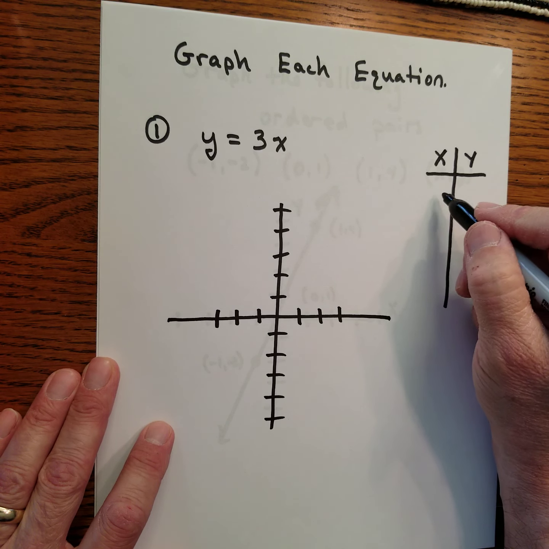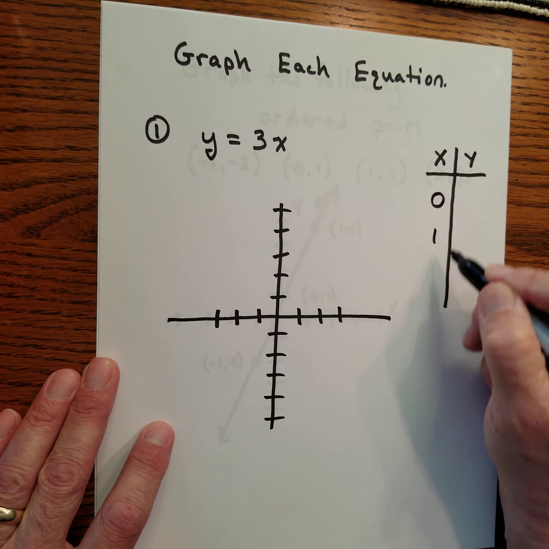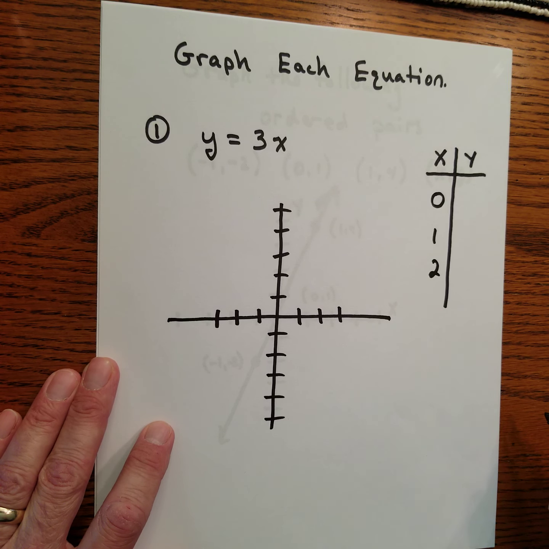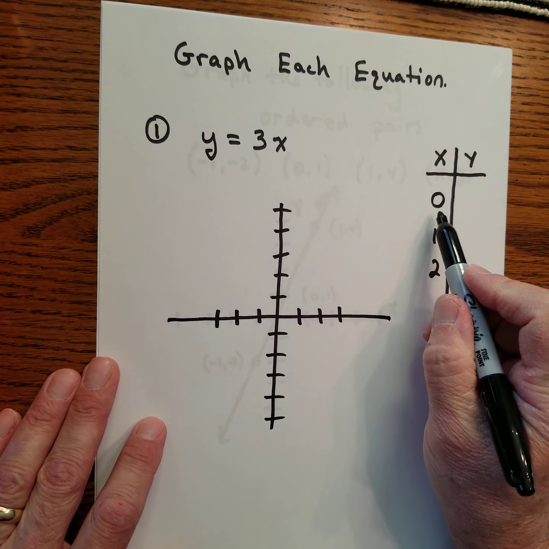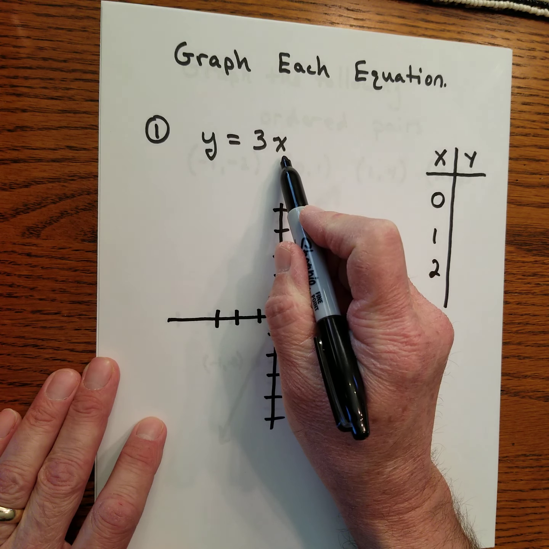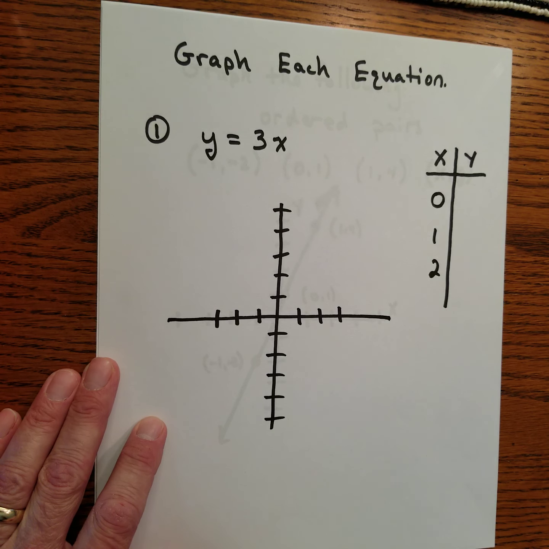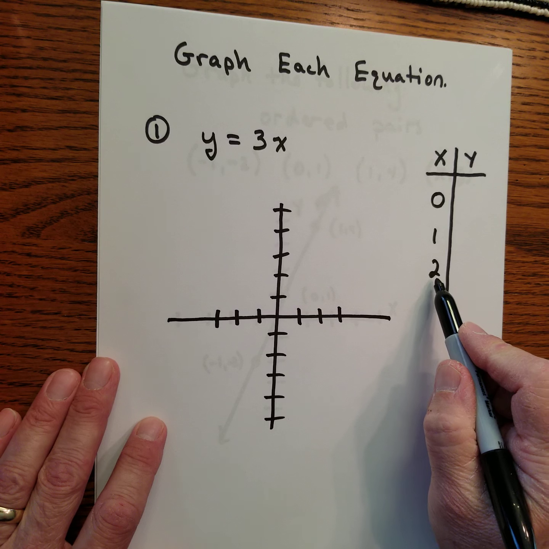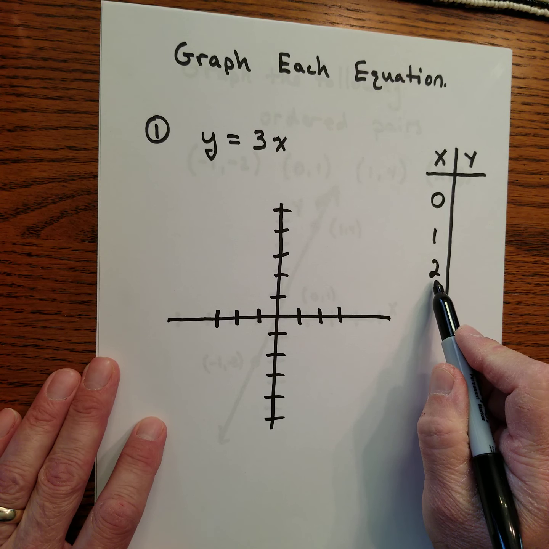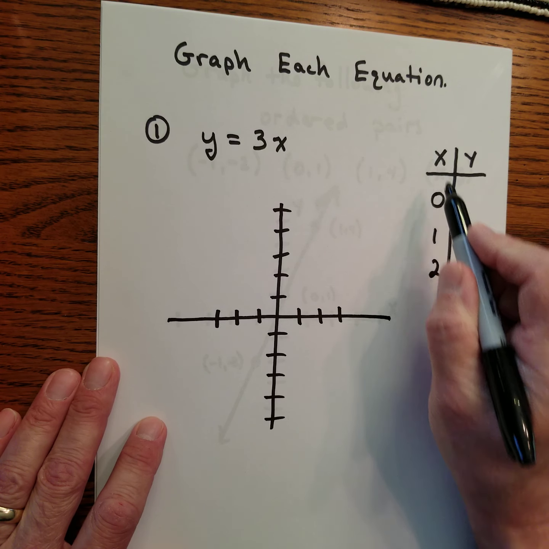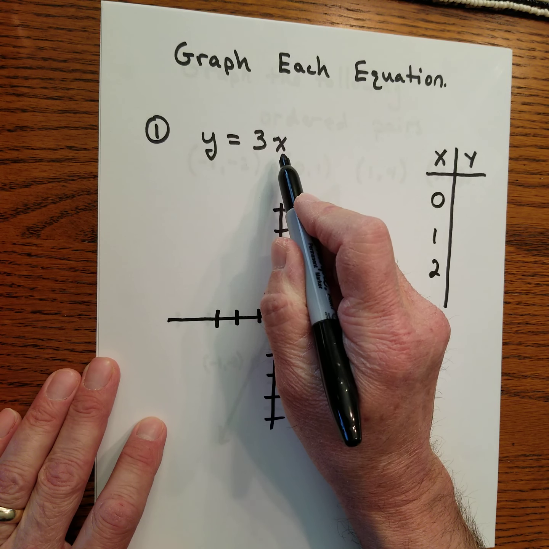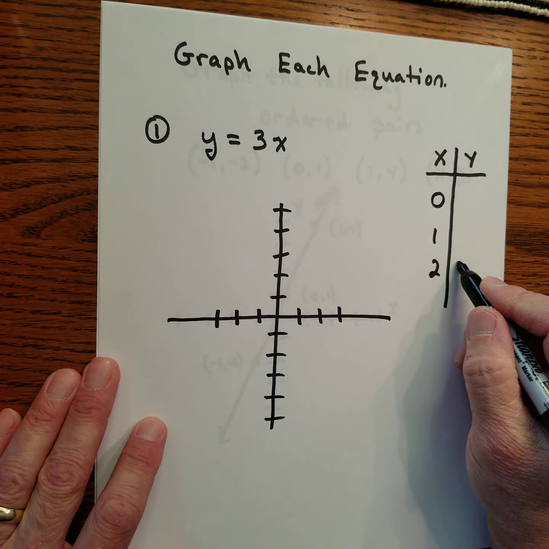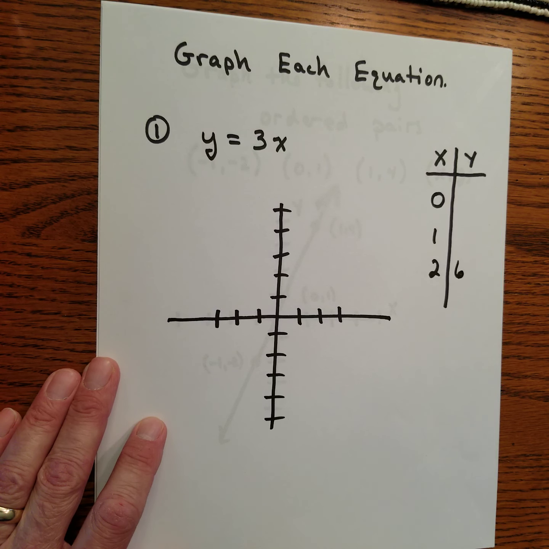For our purposes today, we'll let x be 0, 1, and 2. Although it's understood that x could be any value, positive or negative. One by one now, we'll take these x values, plug them in, and get the y values that go with them. Let's start down here with the 2. If I take 2 and plug it in for x, then this says 2 times 3. I know 2 times 3 is 6.